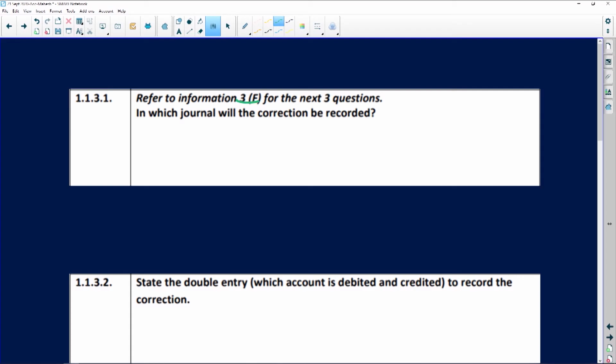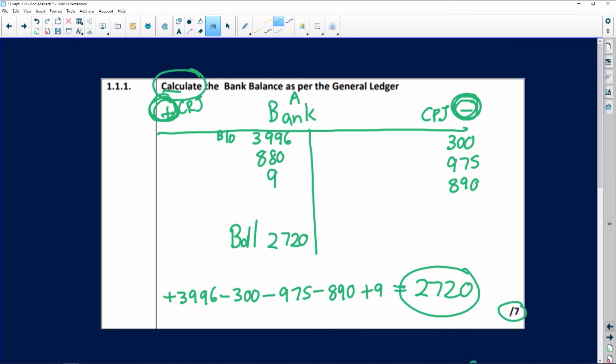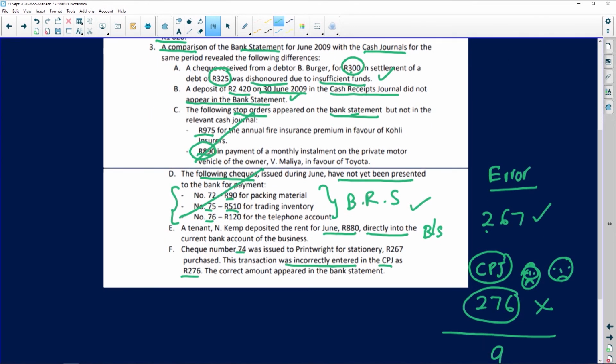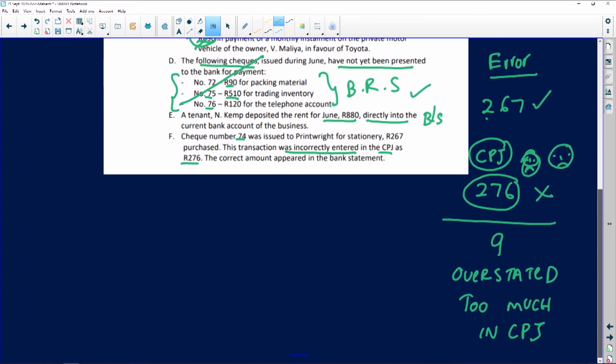In which journal will the correction be recorded? So obviously we've got to go back to information 3F because I've forgotten, right? So 3F, check number 74 was issued to print write for stationery. The transaction was incorrectly entered in the CPJ. The correct amount appears in the bank statement. So obviously we discussed this already. So remember, we overstated our CPJ by 9 Rand.